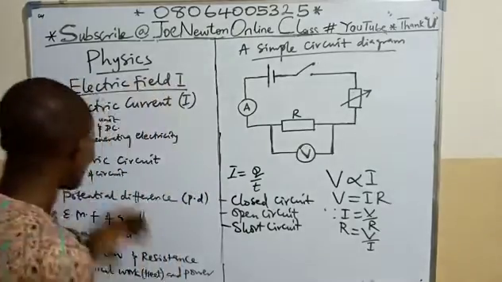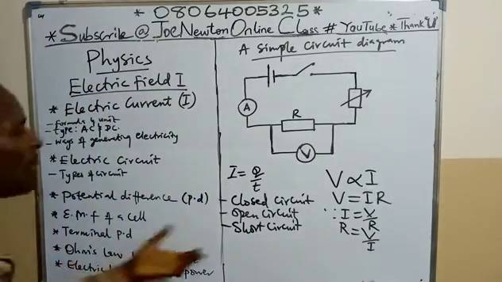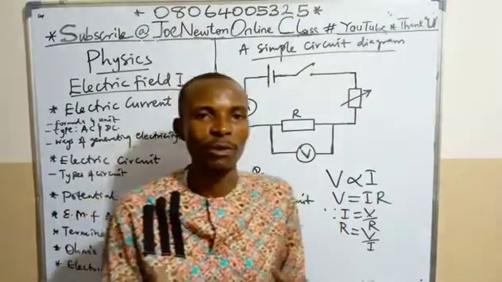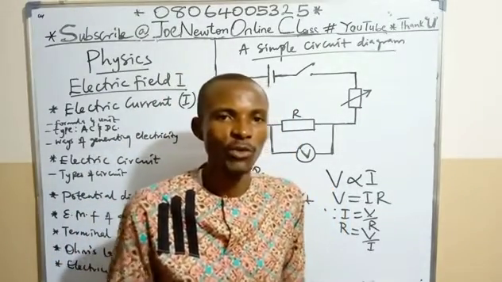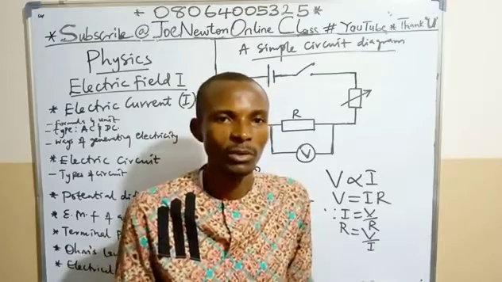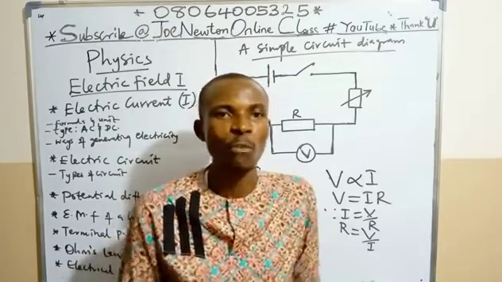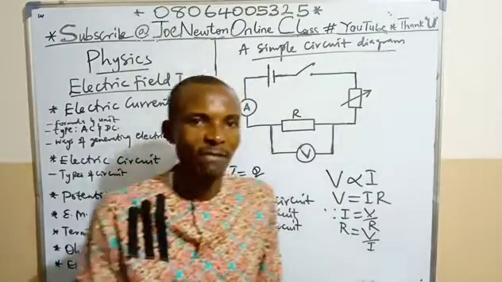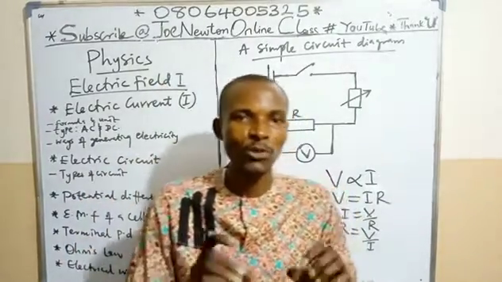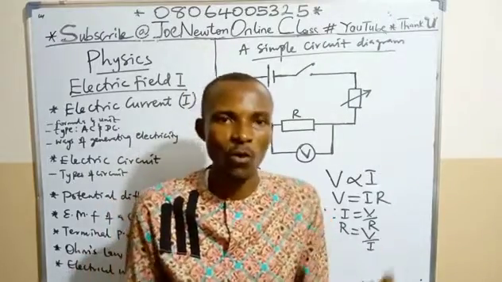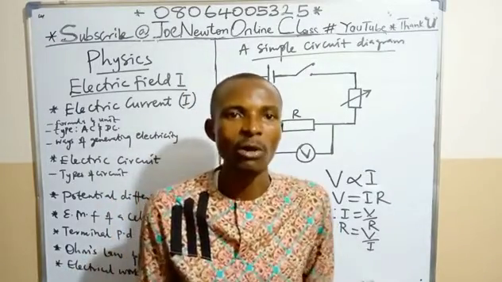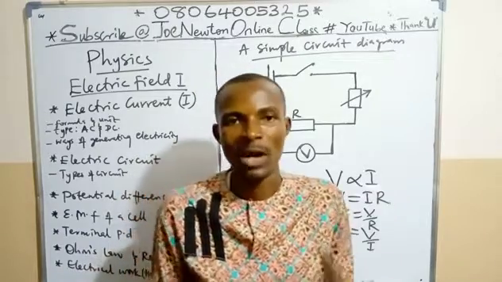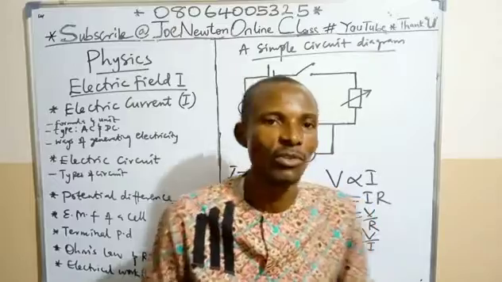Now, having said that, let's look at what we mean by resistance. Resistance simply means the opposition to the flow of current in a circuit. The device that offers that opposition is known as a resistor. We have our standard resistor, whose values are fixed, like 2 ohm, 3 ohm, 1 ohm. Then we have our variable resistor, whose values can be altered. They are not fixed. For example, we have the common rheostat as a variable resistor.